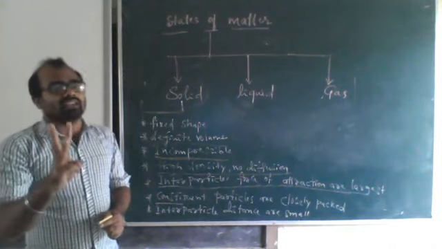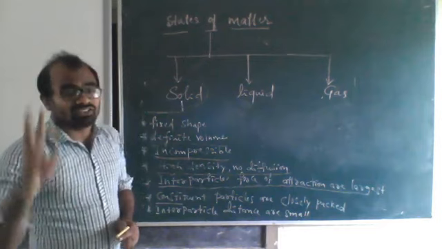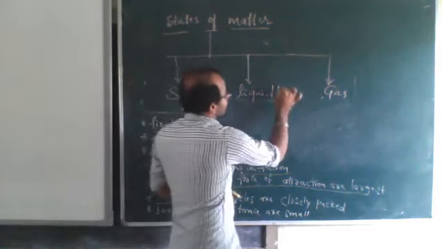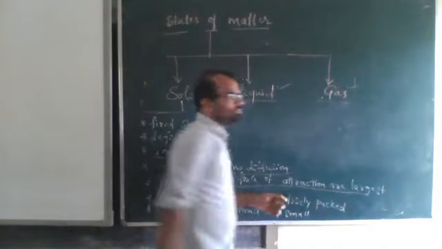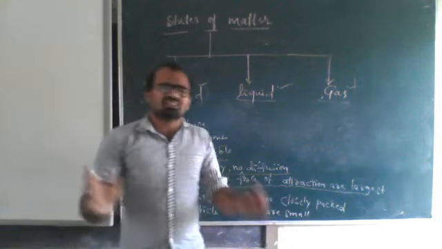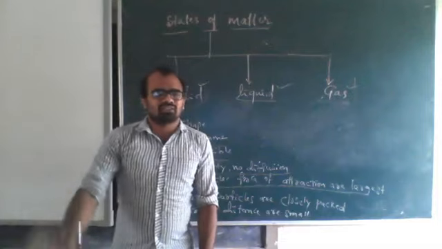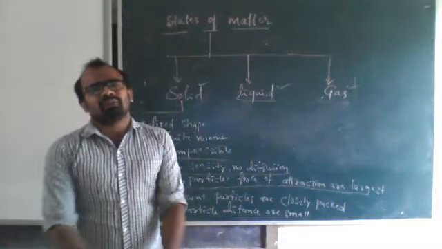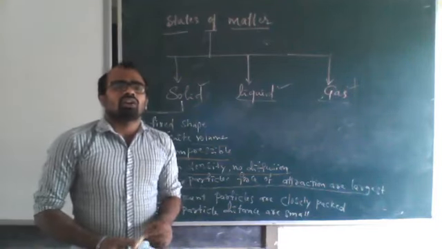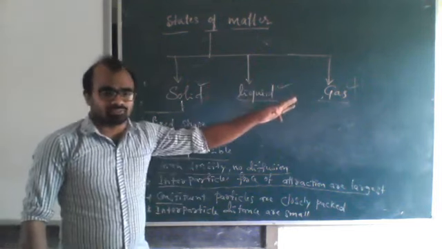But mainly, we consider the main existence of matter in three states, that is solid, liquid, and gas. Anything that we see in our life exists in these three states only. In very rare cases we see some things in plasma, but maximum 99% of matter exists in these three states only. So first, what are these three states? Solid, liquid, and gas.